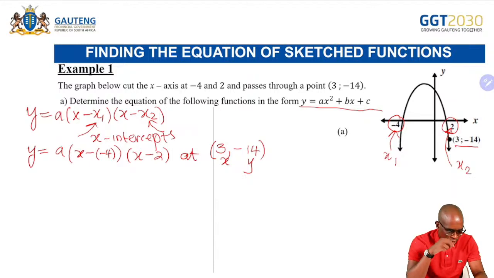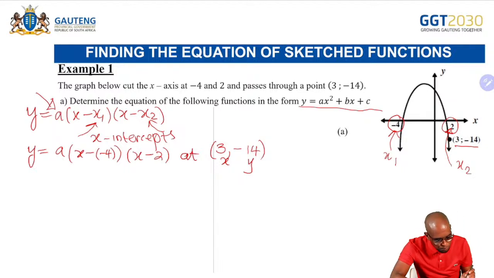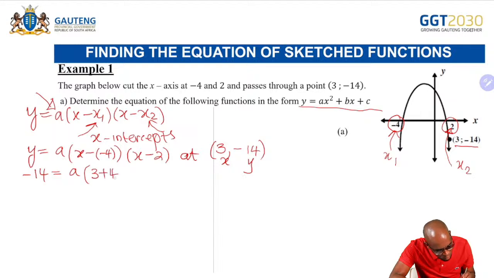The aim here is to find the value of a. If you work out the value of a, then it would be easier for you to write down that equation. So now, where we see x, we're going to put 3. Where we see y, we put -14. So -14 equals a into x, which is 3 plus 4, I'm simplifying there, and then 3 minus 2, like that.